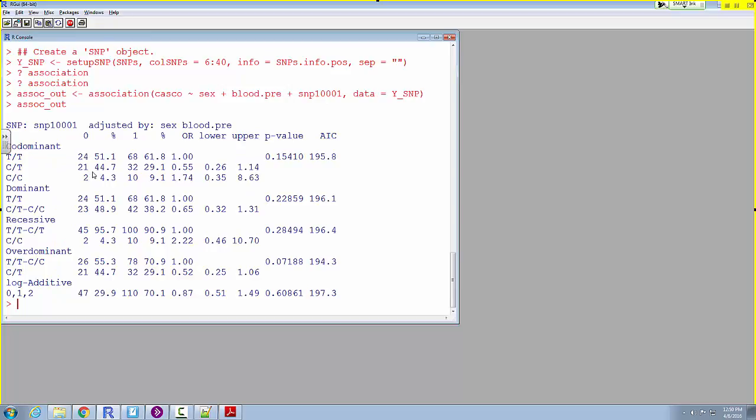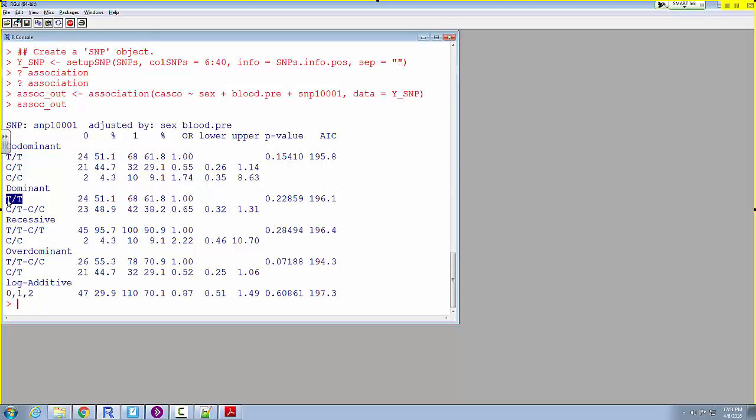So codominant. Let's look at dominant. Dominant says that C is dominant. I think by default it's going to take the lower alphabetical letter and treat that as the dominant one when we say dominant. So C is dominant, which means that CC and CT are effectively the same thing. They both result in the C phenotype.